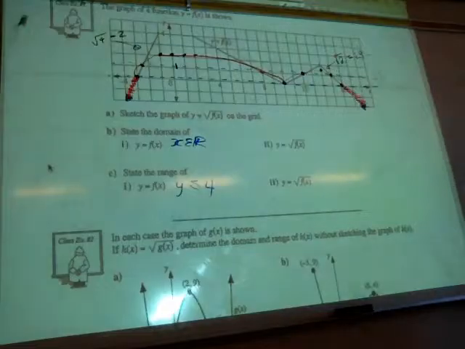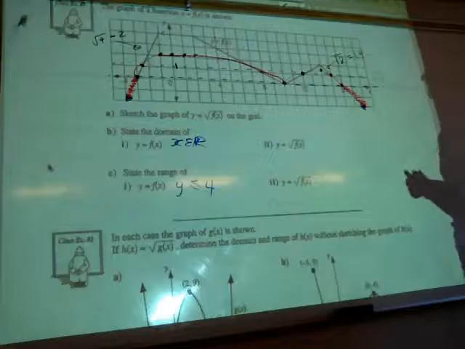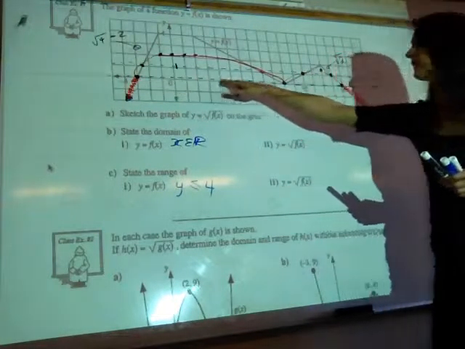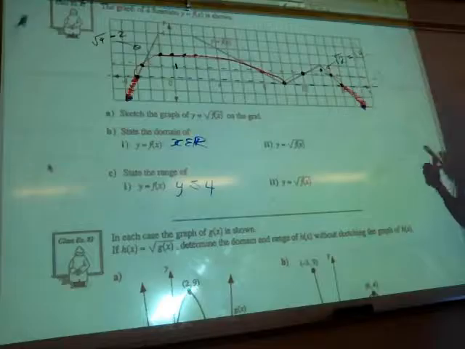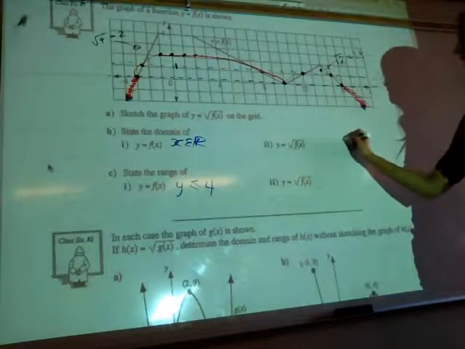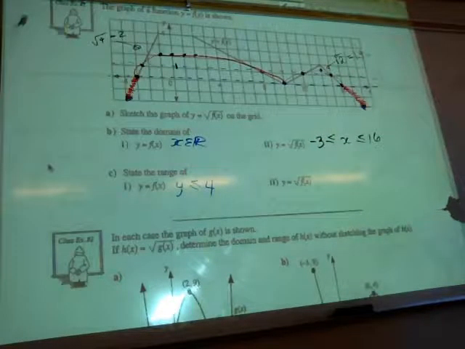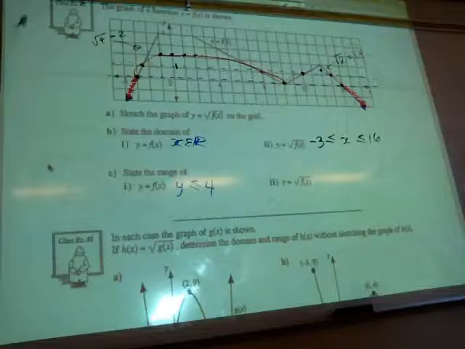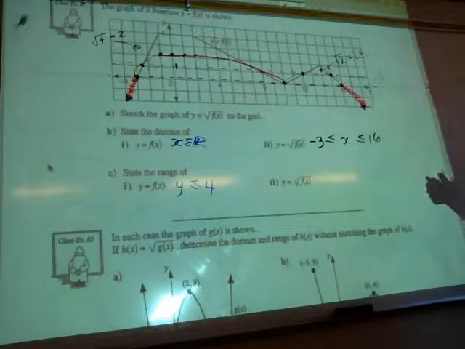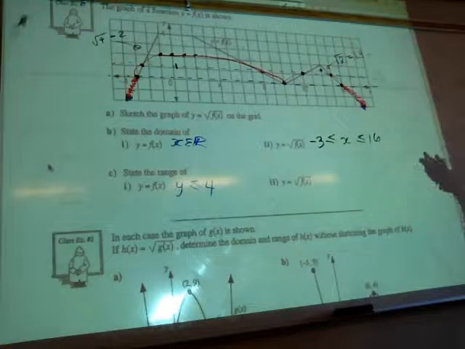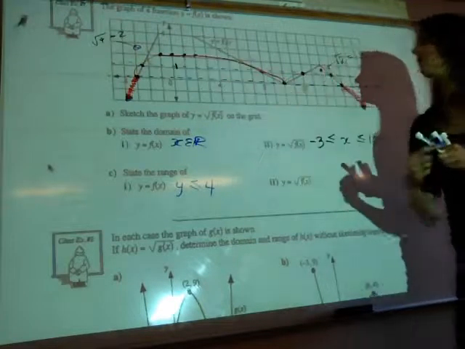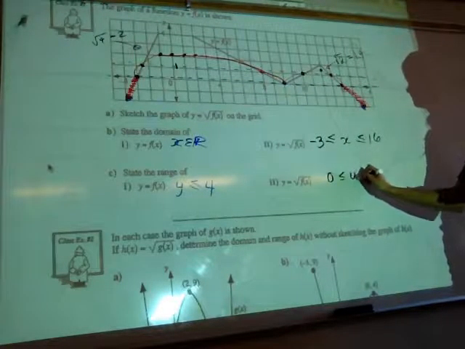What's the domain of our new graph? All real. No. Oh, sorry, greater than 0. Stops here at -3, goes all the way to +16. So our domain will be x is less than or equal to 16, but greater than or equal to -3. Okay, and the range? What's the highest point now? Good, it's up at 2. So y will go between 0 and 2.